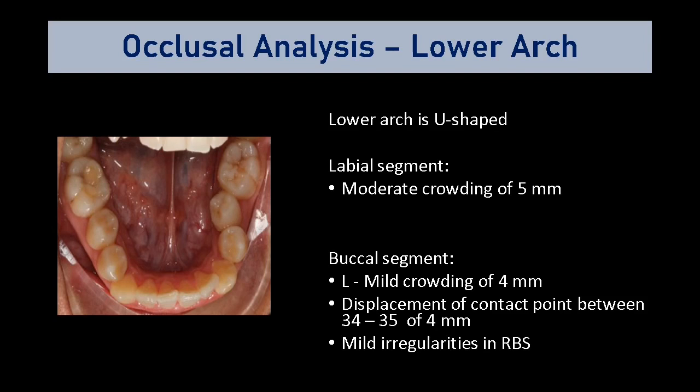It is U-shaped. On the labial segment, there is moderate crowding of 5 mm. On the left buccal segment, there is mild crowding of 4 mm. There is displacement of contact point between 3-4 and 3-5 of 4 mm, and there is mild irregularities in the right buccal segment.